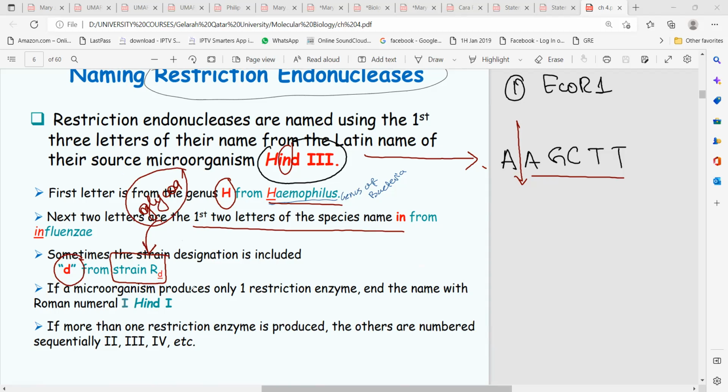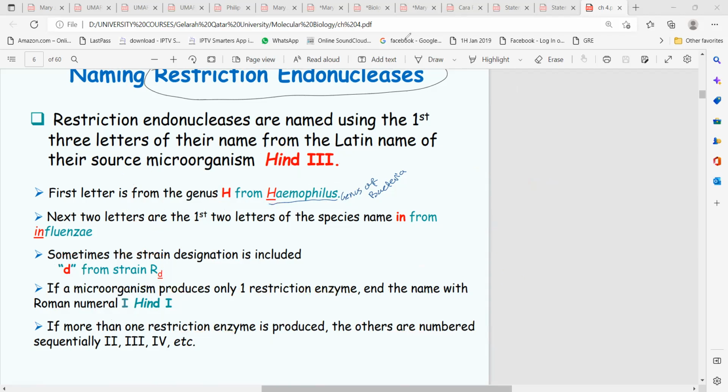If a microorganism produces only one restriction enzyme, the name ends with numeral I. If more than one restriction enzyme is produced, the numerals follow in sequence. So HindIII means an organism which is producing 3 restriction enzymes. This is just how you name it.